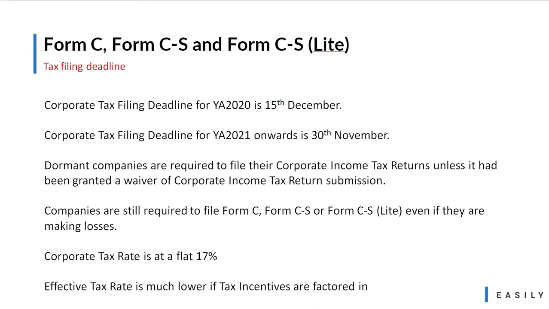The corporate tax filing deadline for year of assessment 2020 is 15th of December. You will need to file either Form C, Form CS, or Form CS Lite. For year of assessment 2020, there's this new thing called Form CS Lite. Dormant companies are still required to file your corporate income tax returns unless you've been granted a waiver of corporate income tax return submission. How do you apply for this waiver? You log into your IRAS portal, then you apply for the waiver from within.